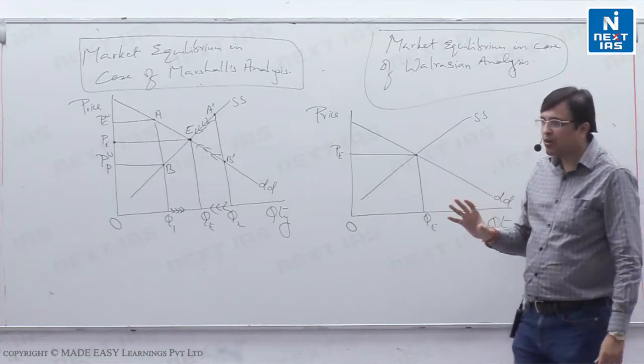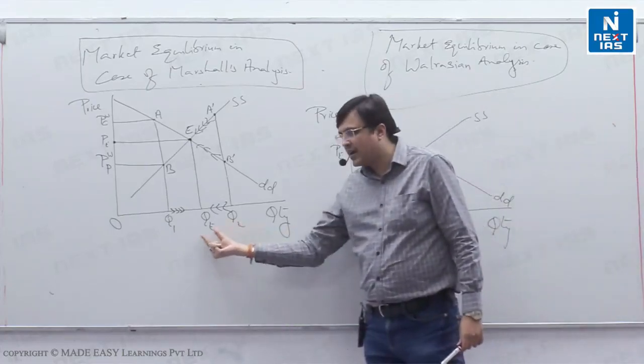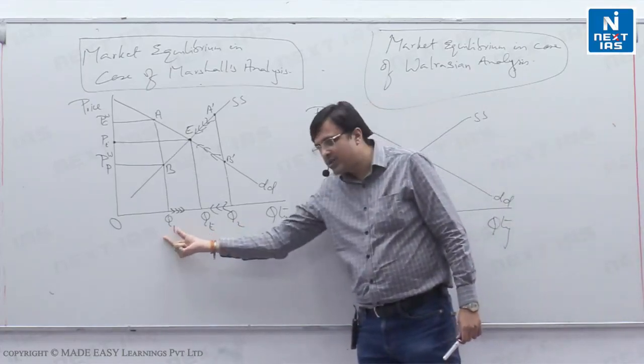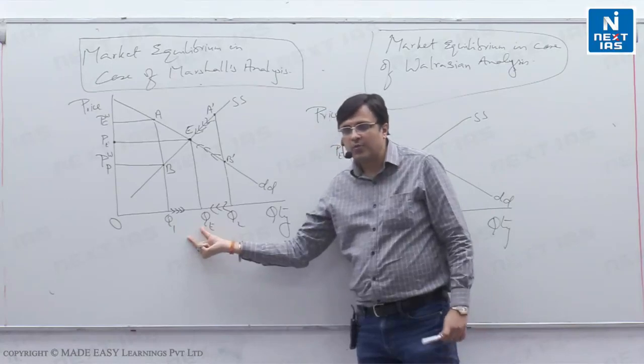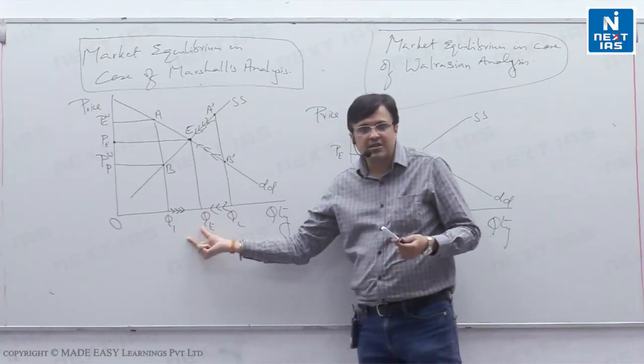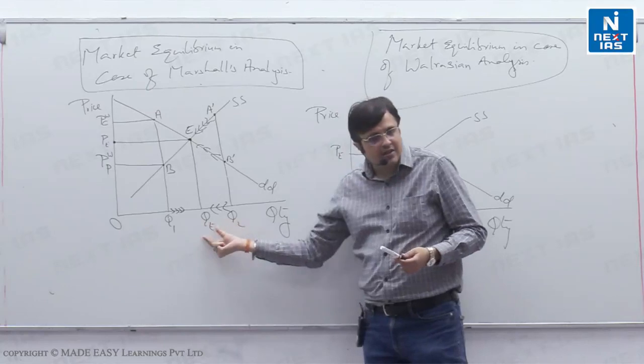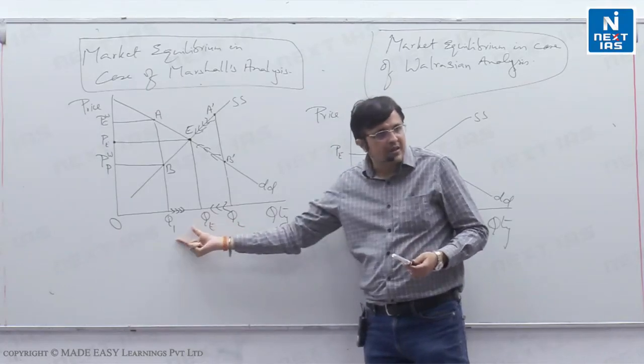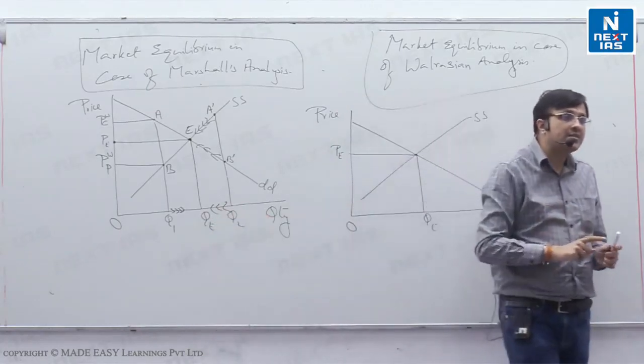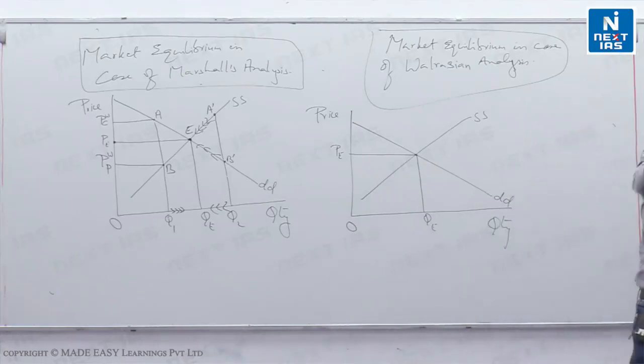In case of Marshall, what did we discuss? If Q is higher than QE, if Q is lesser than QE. I hope you understand that. In case of Walras, he said if price is higher than equilibrium and if price is lower than equilibrium. You understand that? In case of Walras, that is how he took it.